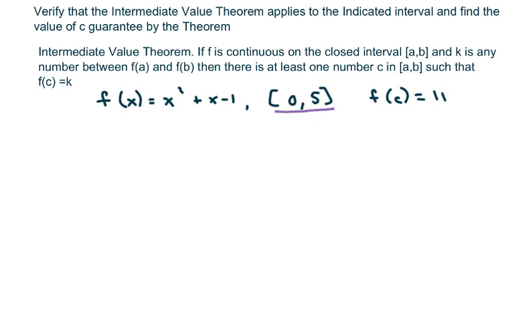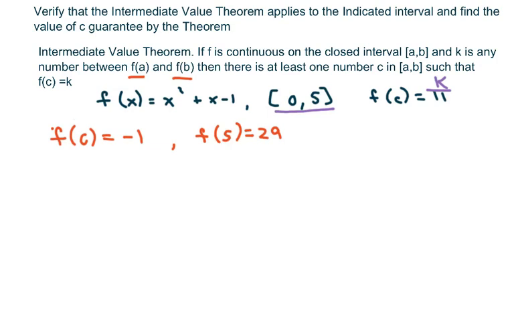So in this case, our k is 11. And then what we're going to do is find the value of c guaranteed by the theorem. The first thing we want to do is find f of a and f of b. First of all, f is continuous on this interval, because it's just a polynomial. So we have f of 0 equals -1, and f of 5 equals 29.